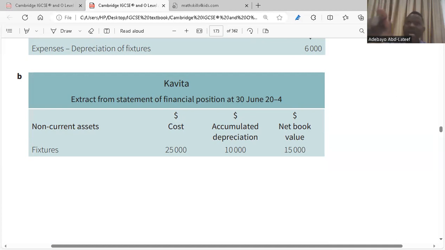Yes, income statement. And you have to take it away also from the statement of financial position, 10,000 from 25,000, which goes to your statement of financial position as the net book value. The net book value will be 15,000. The income statement will read 10,000. That's accumulated depreciation, or your provision for depreciation, the same thing. Is it clear now? Yes.